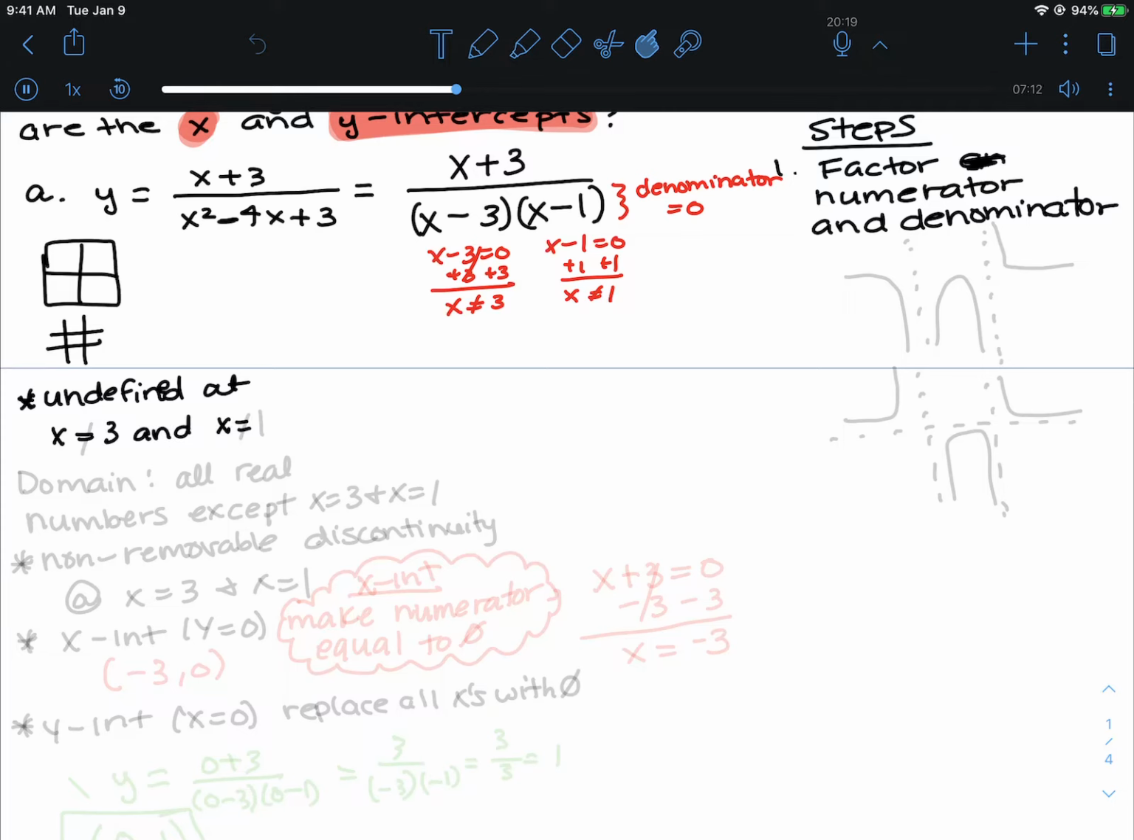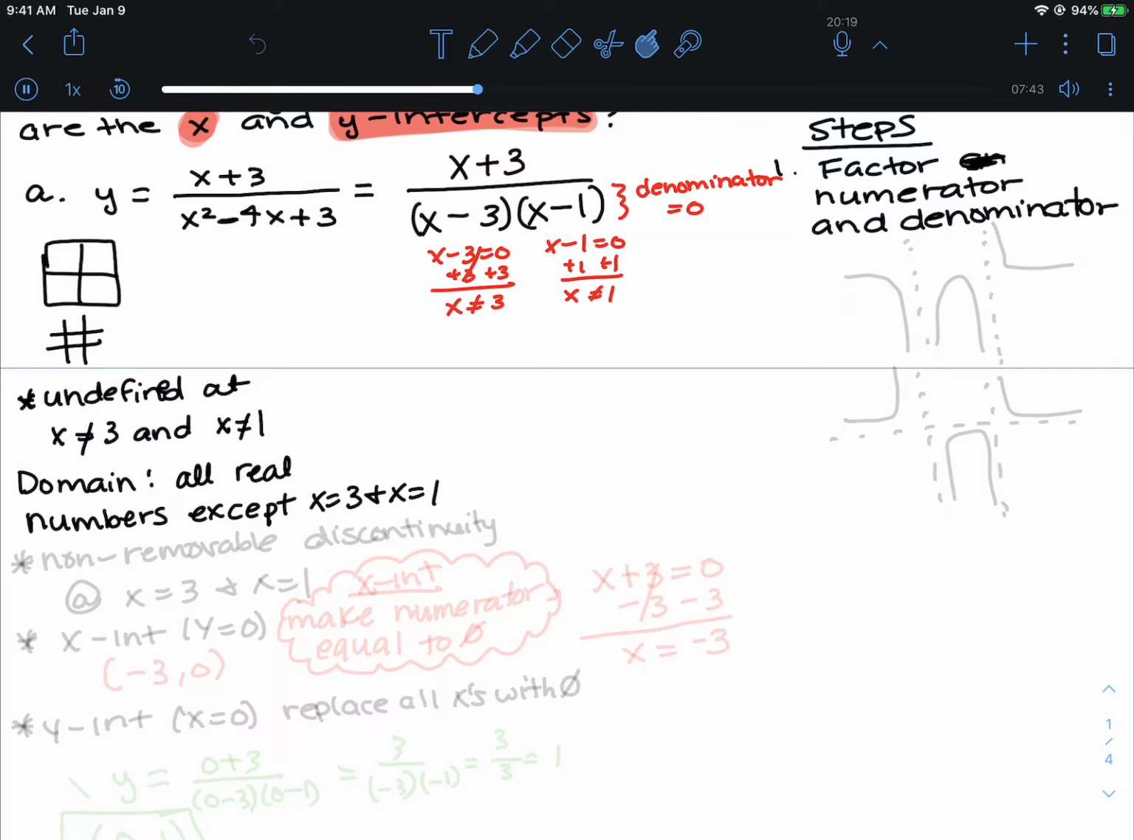And so the domain for this, because we have to find the domain, is going to be all real numbers except x equals 3 and x equals 1. Why? Because that is where the function is going to be undefined. So it's going to be all real numbers except at those two values.